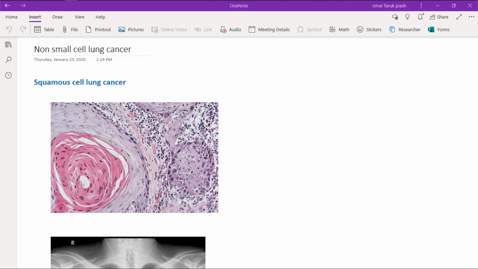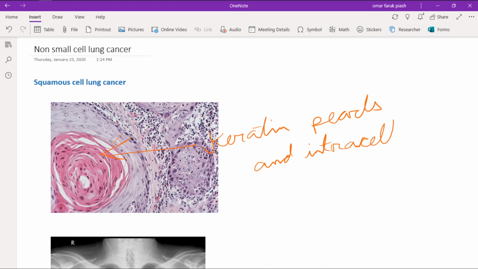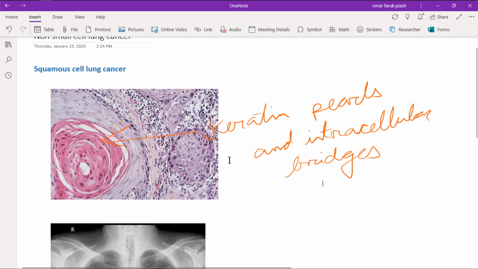Now, squamous cell lung cancer. This is the picture and the histology of squamous cell lung cancer. Here you can see keratin pearls with intercellular bridges. This is the most important word you have to remember for squamous cell lung cancer. As it is squamous, it is central, and it is associated with what? Smoking.